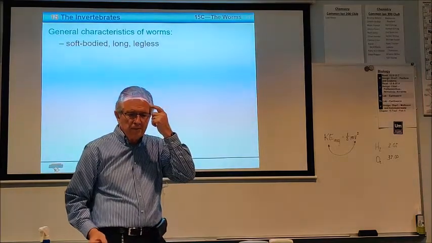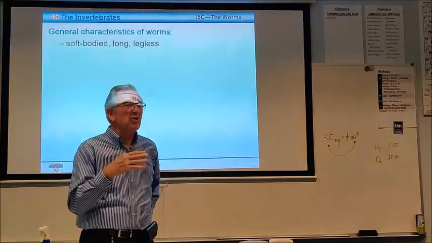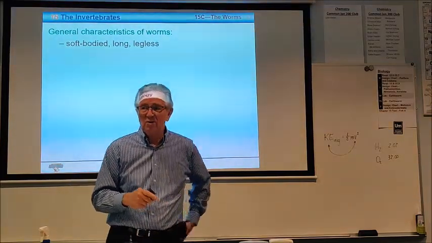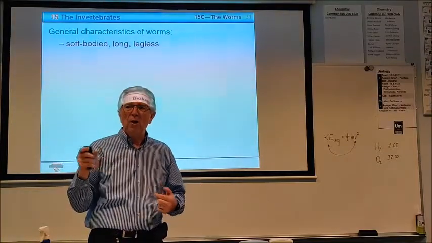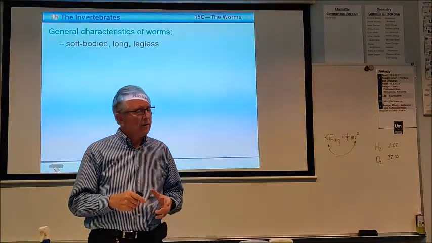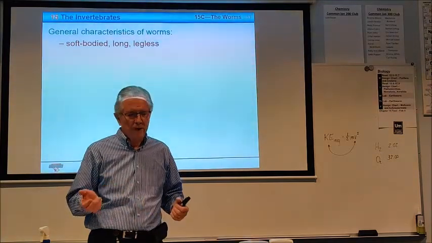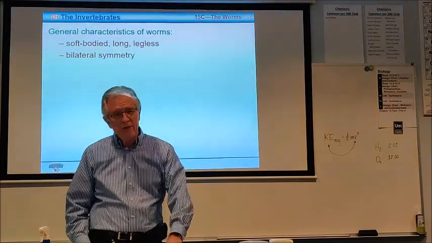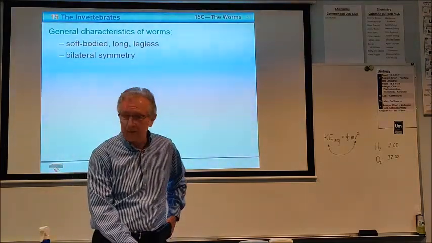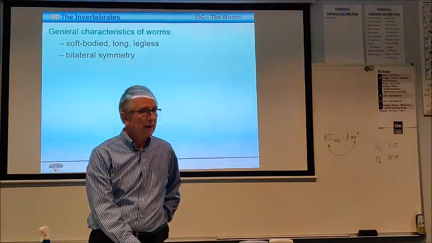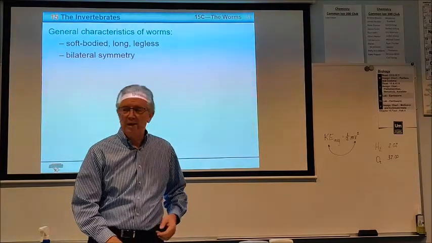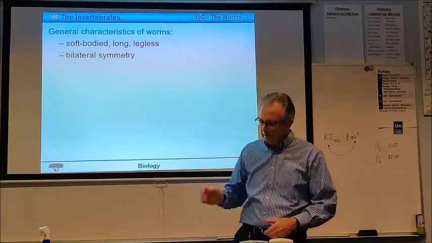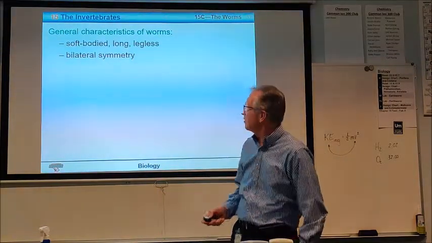Okay, so these all have what I would call soft bodies. They don't have a hard shell or anything like that on the outside. They're worms, so they're all going to have some length to them, some longer than others, and they're all legless. They don't move around because they have legs. Now, on the symmetry side, you can put this in all three of them. They all have bilateral symmetry, which means if you cut them from end to end, you can divide them into two halves. That's what we mean by bilateral symmetry.